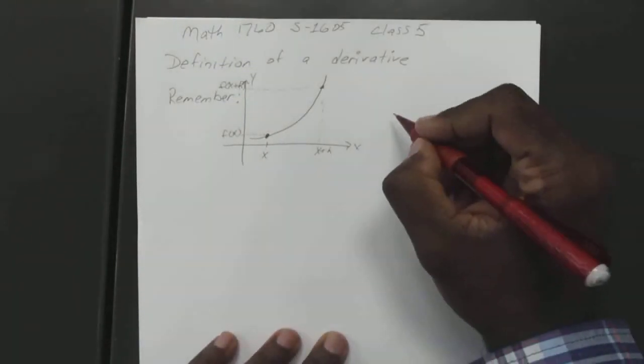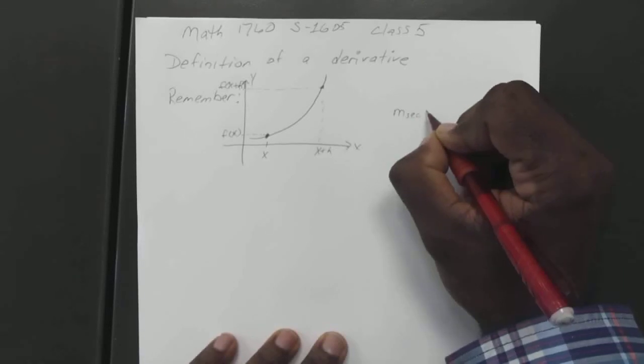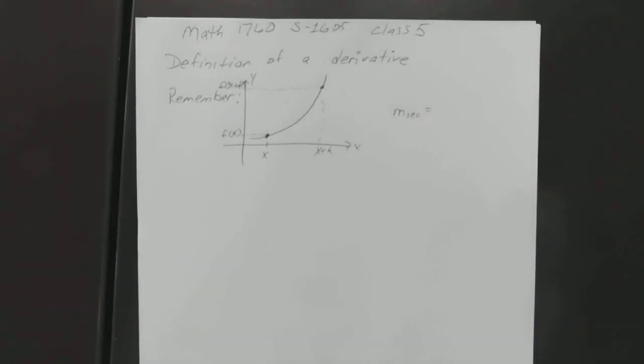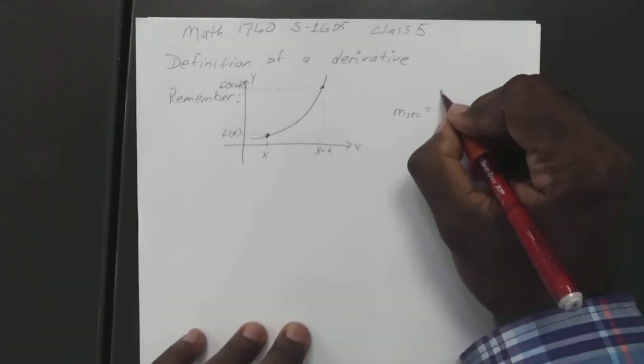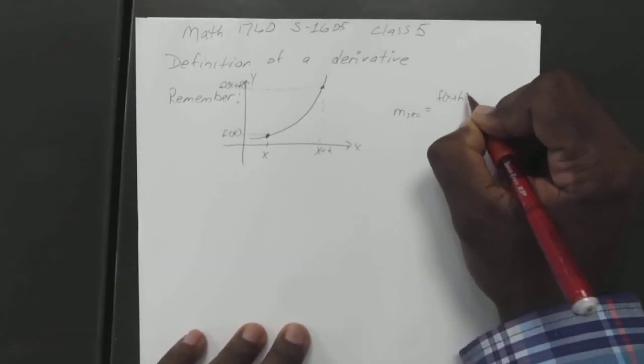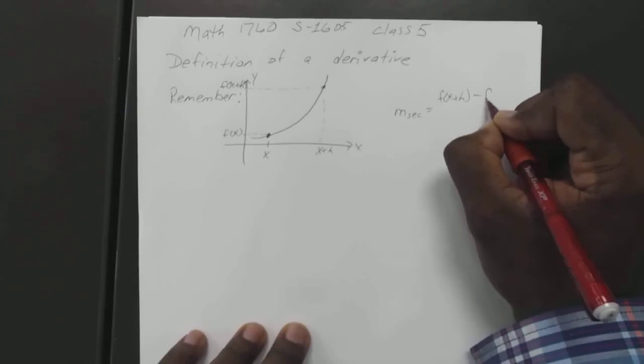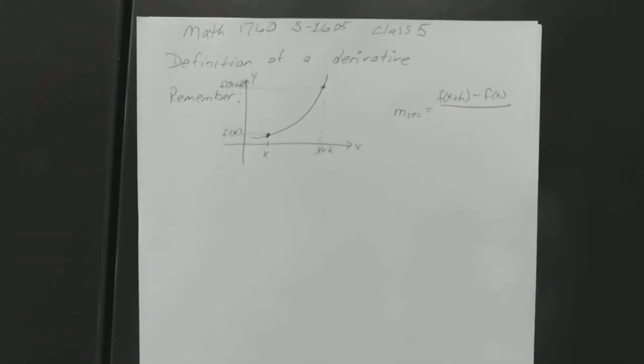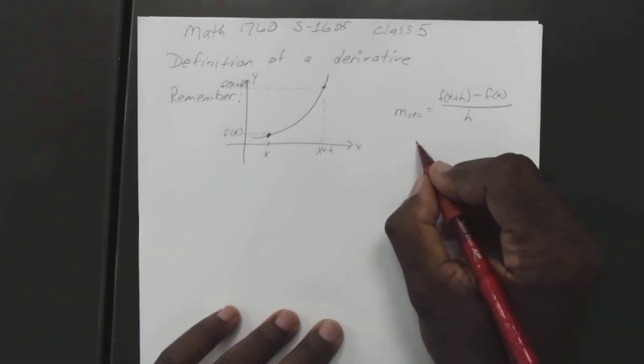Okay, so we know that our secant slope, which is normally y2 minus y1 over x2 minus x1, becomes f of x plus h minus f of x, all over x plus h minus x, which just becomes h. Okay, so there's just our slope of the secant line.